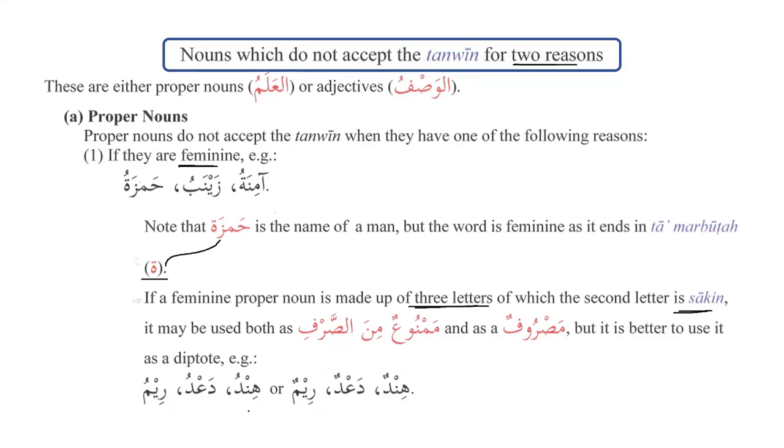So it can be used in both. It can be used as diptot, and it can be used as triptot. Hindu, Da'du, and Rimu, and also it can be Hindun, Da'dun, and Rimun. And what's the reason? The reason is the second radical is sakin. So if the noun has three letters and the second letter is sakin, then it can be read in both ways. It can be diptot and it can be triptot.